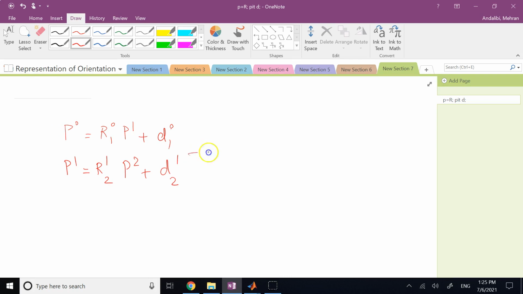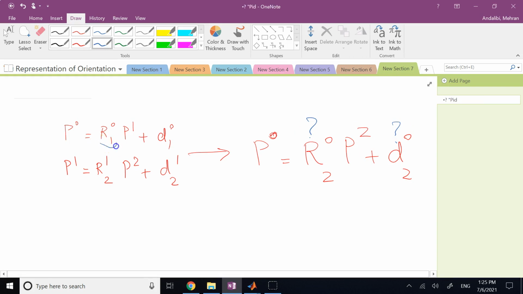Now, can I replace them with one single relation that directly takes me from 2 back to 0? So can I write it with something like this: P of 0 equals R of 2 with respect to 0 times P of 2, plus d of 2 with respect to 0. The question is, what is d of 2 with respect to 0? What is R of 2 with respect to 0 in terms of these other rotation matrices and the displacements? Right?